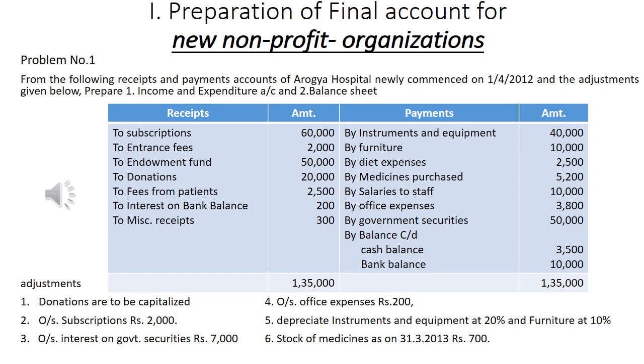Then stock of medicine as on 31st March 2013 rupees 700. See, that is the new thing for you. The medicines purchased you have entered on the debit side of the income and expenditure account. From that same amount, this closing stock of medicines must be deducted, and this closing stock of medicines can be shown under the asset side of the balance sheet. Clear?